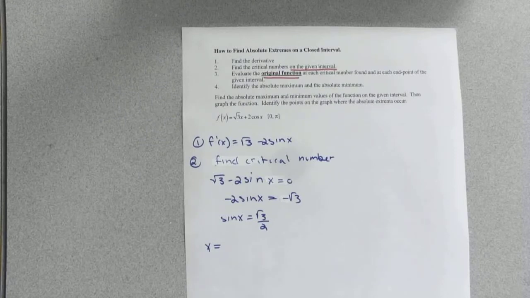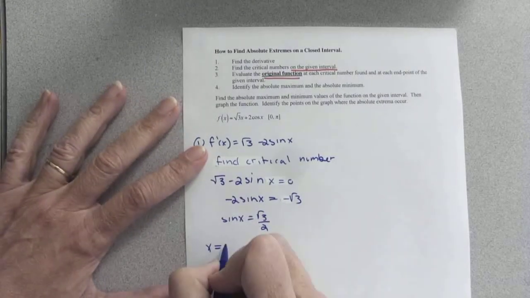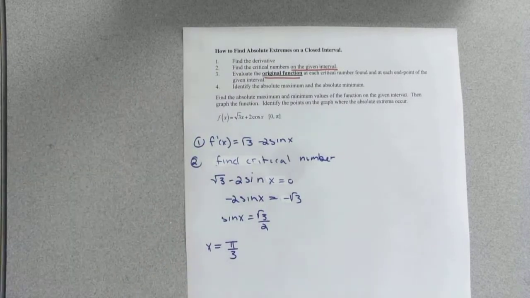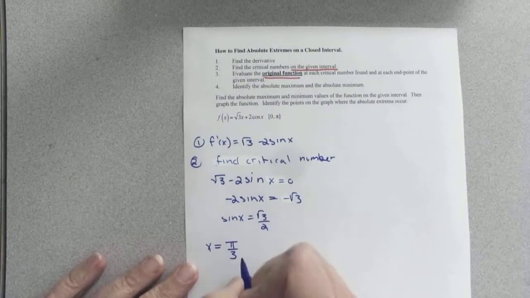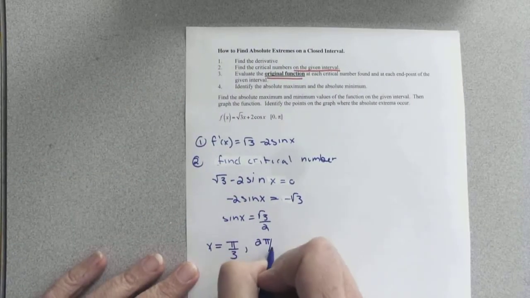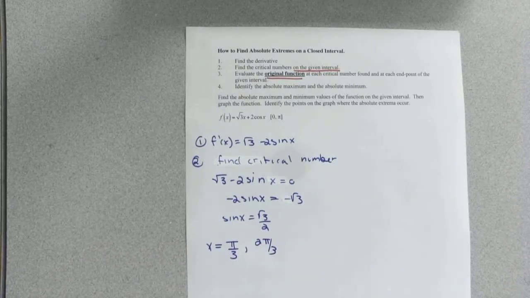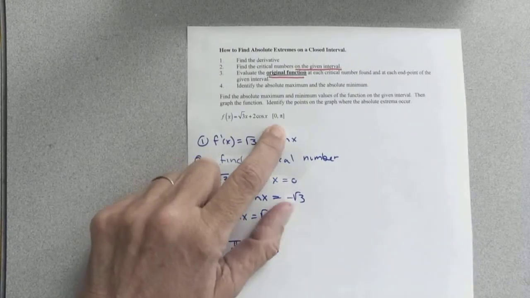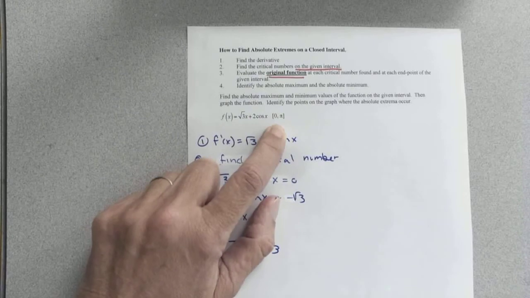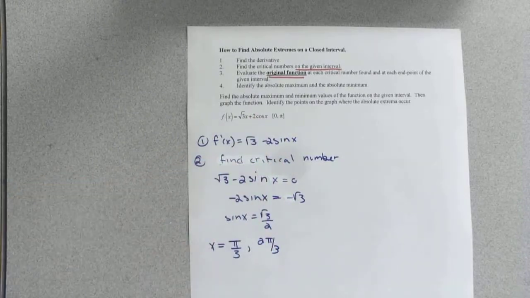And on the interval from 0 to pi, sine is square root of 3 over 2 at pi over 3 and 2 pi over 3. And that's all we want. Yes, as we go around and around the unit circle, there are more and more values where sine is square root of 3 over 2, but we only want it on the interval 0 to pi. So there are my critical numbers.